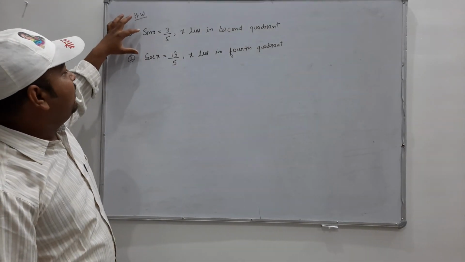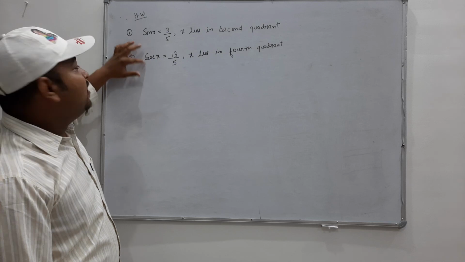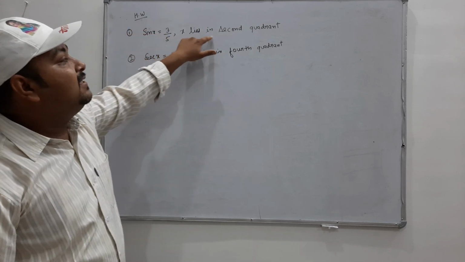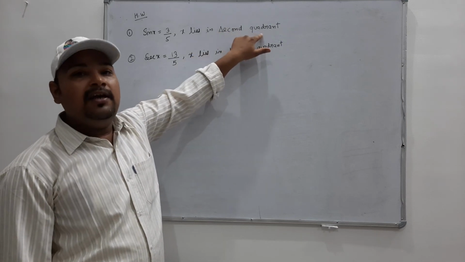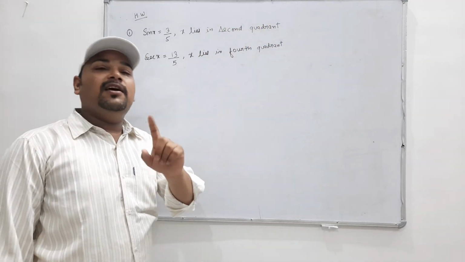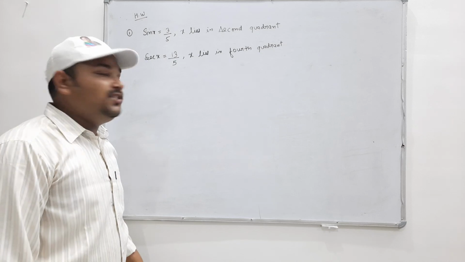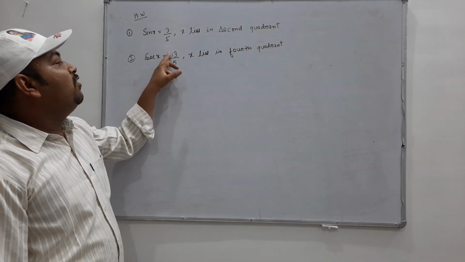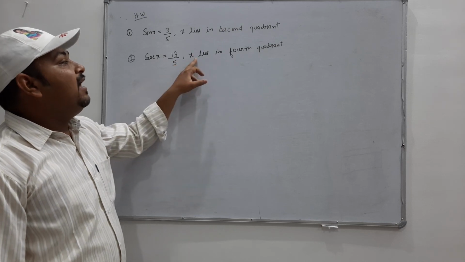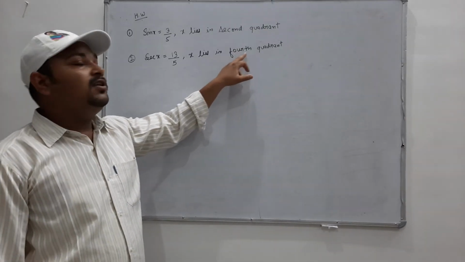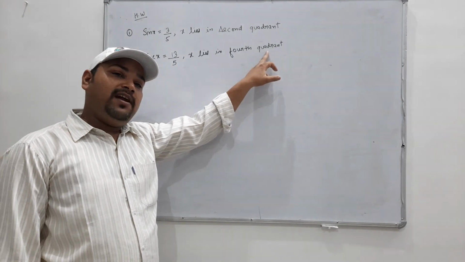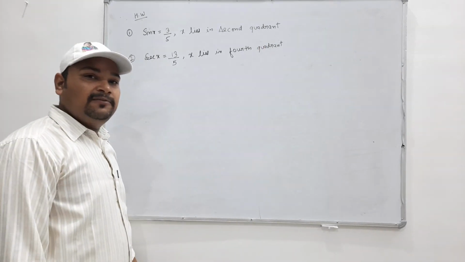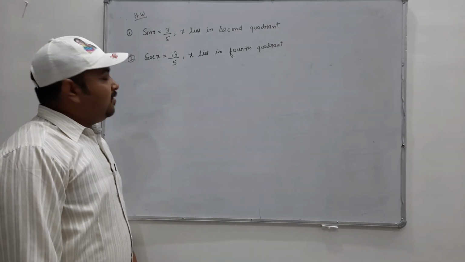Okay. Now, for practice, you will try these two questions. In the first question, sin x is equal to 3 by 5. x lies in the second quadrant and you will find the other 5 trigonometric functions. And the same thing in the second question: sec x is equal to 13 upon 5. x lies in the fourth quadrant and you will find the other 5 trigonometric functions. Is that clear? Okay. All the best.